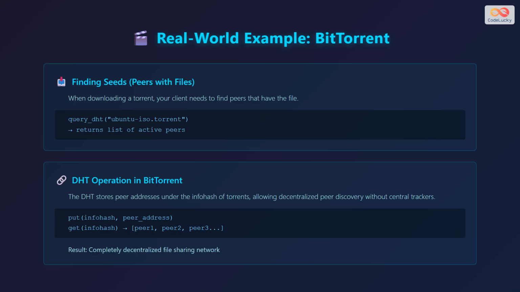BitTorrent is a real-world application that uses DHTs extensively. When you download a torrent file, your client needs to find peers that have the file you want to download. Instead of querying a central tracker server, BitTorrent uses a DHT. Your client queries the DHT with the info hash of the torrent, which is a unique identifier for that torrent. The DHT returns a list of peer addresses that have that file. You then connect to those peers and download pieces from them. This enables completely decentralized file sharing. Millions of people can share files without any central server, making BitTorrent resilient and impossible to shut down through server censorship.